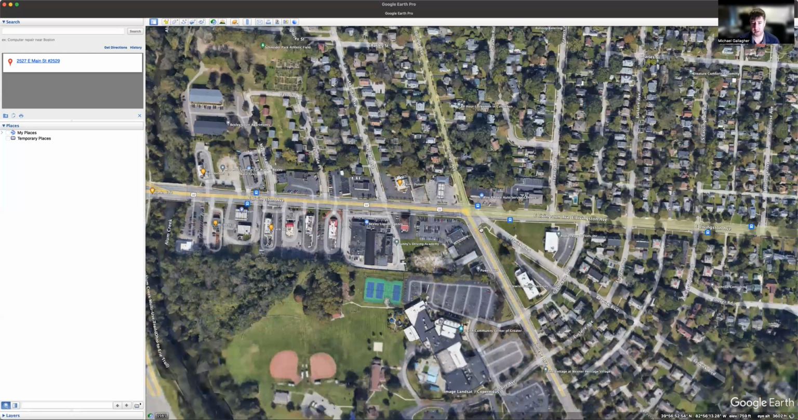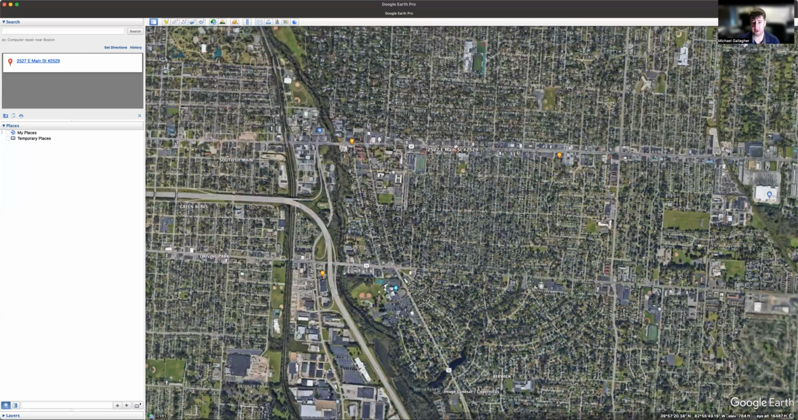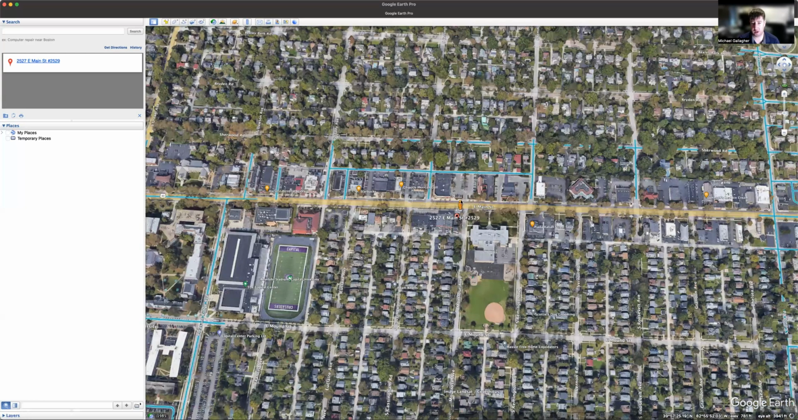Sorry, we're having usability issues because I'm apparently an idiot. Okay, trying it again. There we go. Okay.